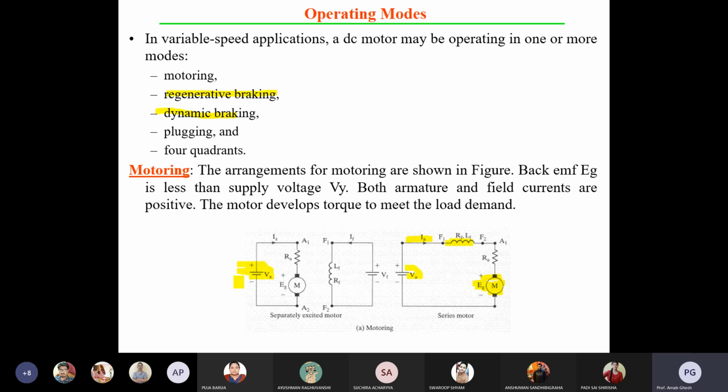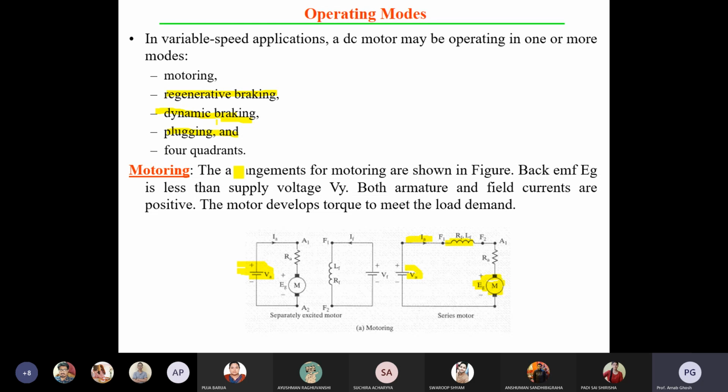So the stored energy inside your motor replaces the terminal voltage. So that's your dynamic braking. And plugging means, the condition I'm telling you, the locomotive is going in the backward direction. Not forward, they want to go in the backward direction, so you have to change the terminals of that motor. So it is called the plugging mode of operation.